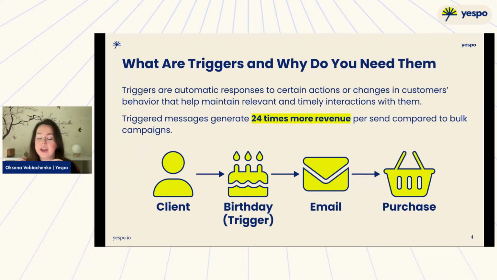Our own data collected within our customers shows that even basic triggers, like triggered emails, generate 24 times more revenue percent than mass promos. So understanding that, the question isn't why we need to try different types of triggered campaigns, but why haven't we launched yet?